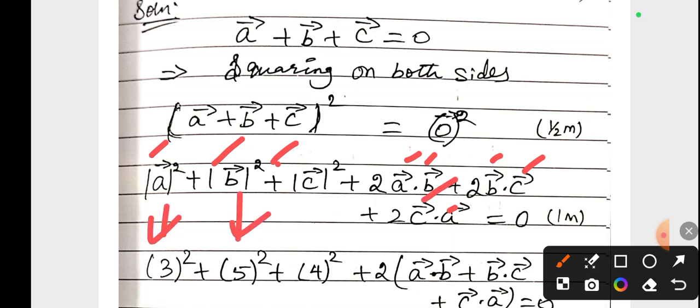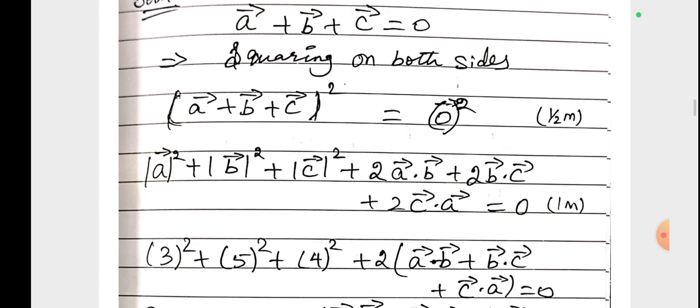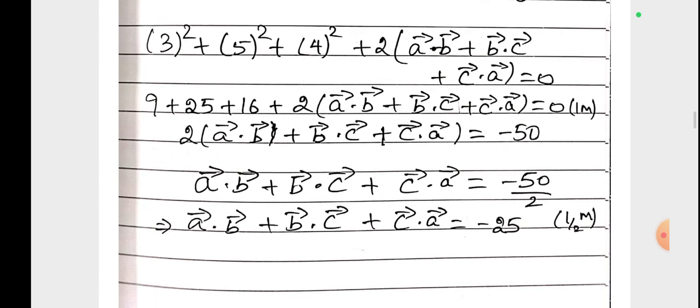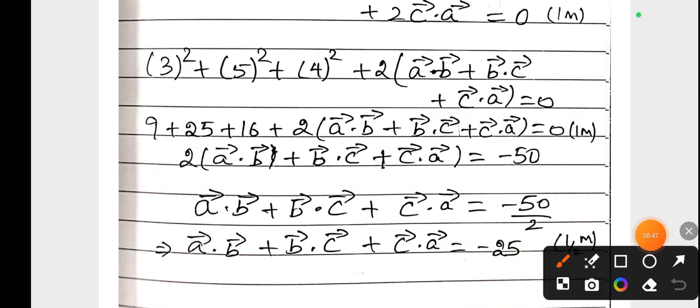This is 3, this is 5, this is 4. So 3 square plus 5 square plus 4 square, plus 2 into, we equate with 0. Once you have done this, now what are you going to do? You are going to add all the things.